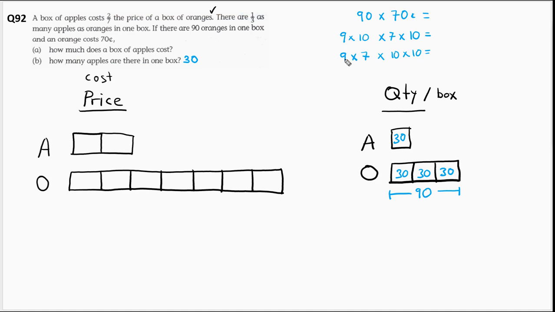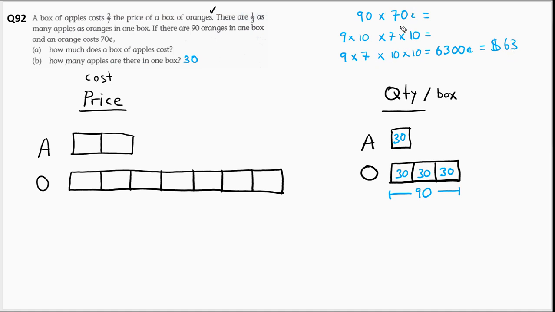I do this because 9 times 7 is one of your regular times tables. I'm sure you know that 9 times 7 is 63. 63 times 10 is 630, and times 10 again is 6,300. Now, what is this? Well, this is 6,300 cents. There are 100 cents in a dollar, just like there are 100 pence in a pound. So we should put it into dollars. This is $63.